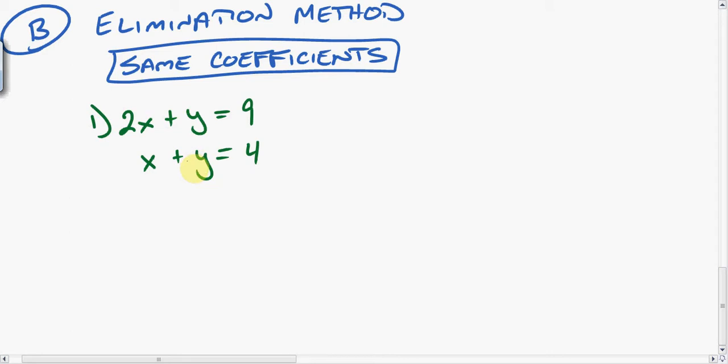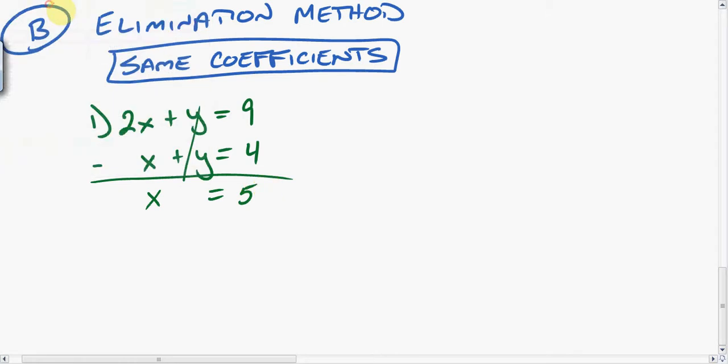There's a little 1 in front of the y here, a little 1 in front of the y here. So when you have the exact same coefficients, meaning they have the same signs, to eliminate them, all you need to do is subtract these 2 equations. I'm just going to simply subtract them. 2x minus x simply gives me x. y minus y cancels. 9 minus 4 gives me 5. So we see x equals 5.